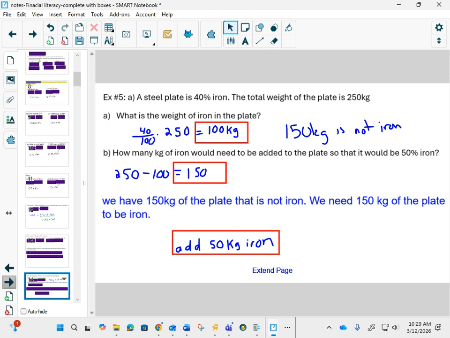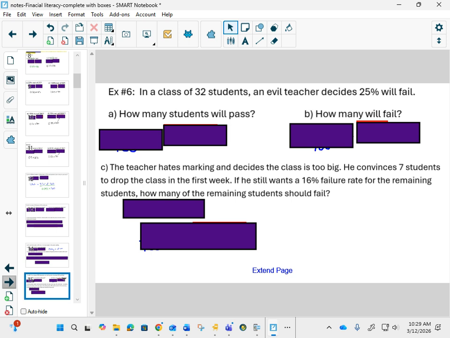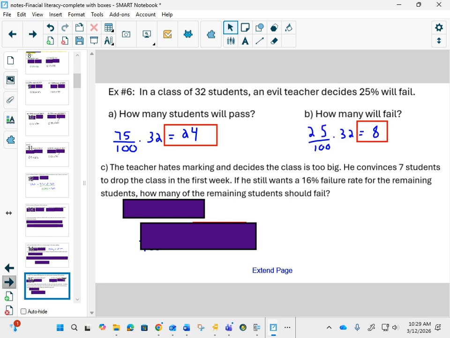All right, let's see how you did with the evil teacher question. Evil teacher just says 25% will fail. Doesn't matter how good they do. How many will pass? 24, because 75% will pass. Which means 8 will fail.